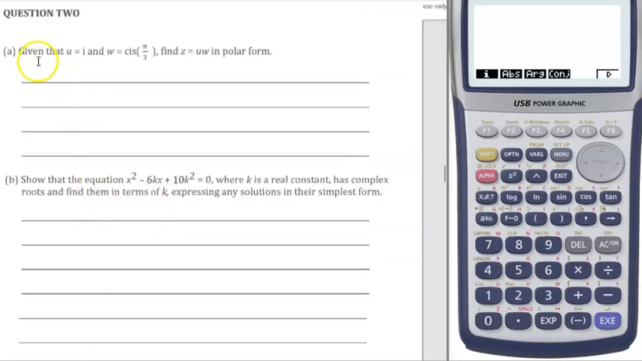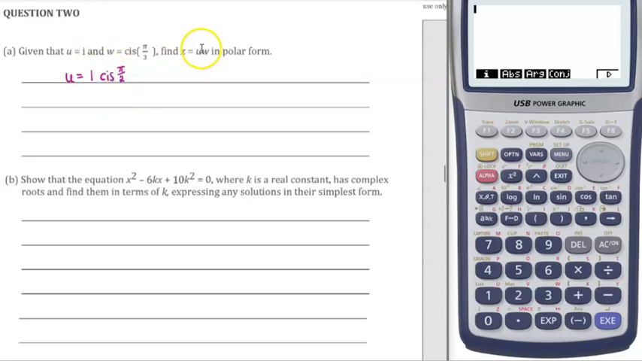Okay, question 2, part A, we've got two complex numbers and we need to find z, which is the product of them. Now, we want that in polar form, but you need to notice that we've been given u in rectangular form. So first thing to do is turn it into polar form. So if it's i, then it's straight up on the y-axis, up by 1. So that's a modulus of 1 and an angle around of pi by 2. So that's 1 cis pi by 2.